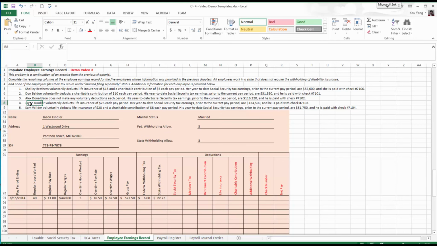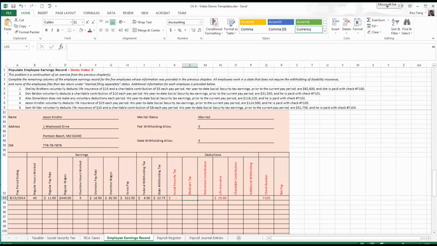Okay, so Jason Kindler voluntarily deducts life insurance of $25 each. So I'm going to put that right into the life insurance right away. His year-to-date Social Security tax earnings prior to the current period are $124,500. I know that he's over, so I'm going to put 0 in the Social Security tax. And he is paid with check 7103. So with that being said, we don't need to calculate Social Security, also known as OASDI, because he is over the 117,000 cap.